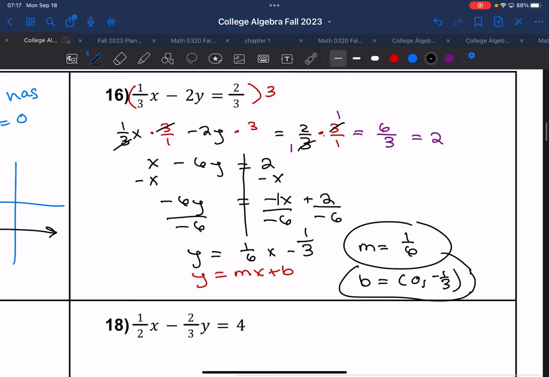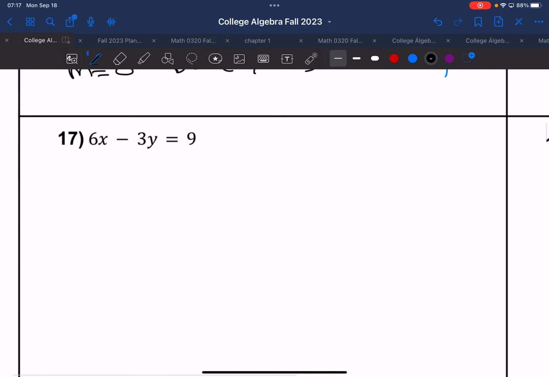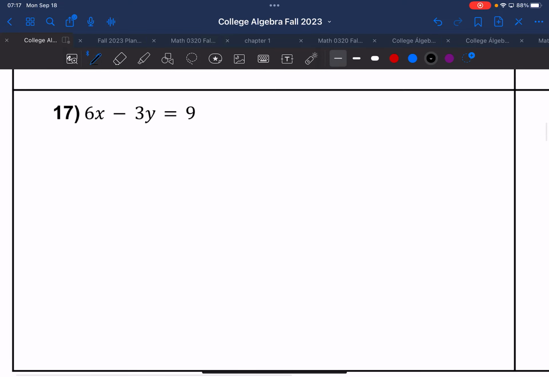Okay, go ahead and attempt number 17. First turn it into that y equals mx plus b form, then identify the slope and the y-intercept.